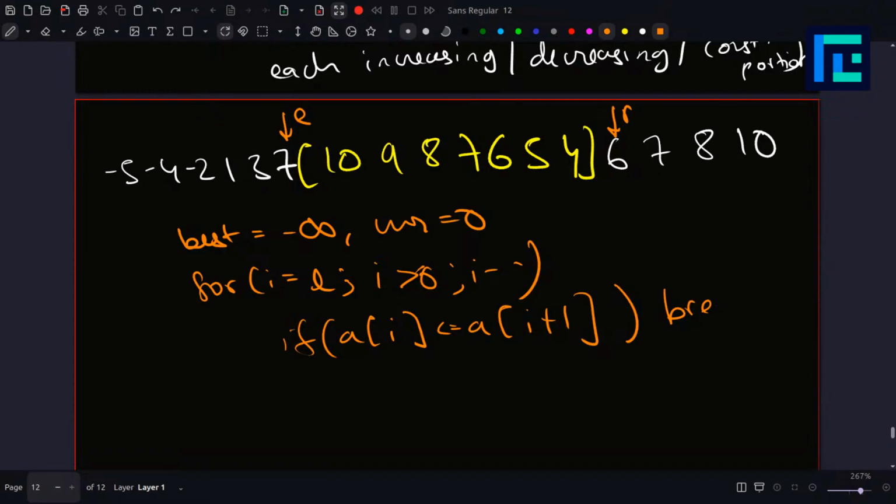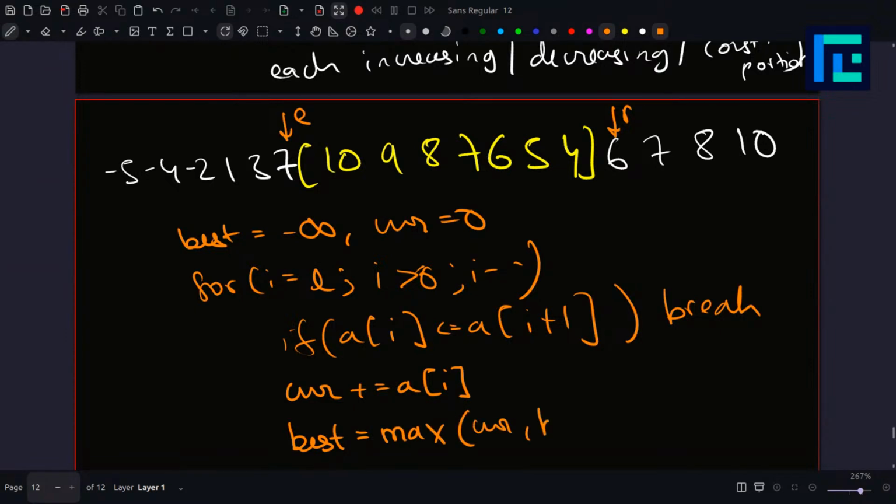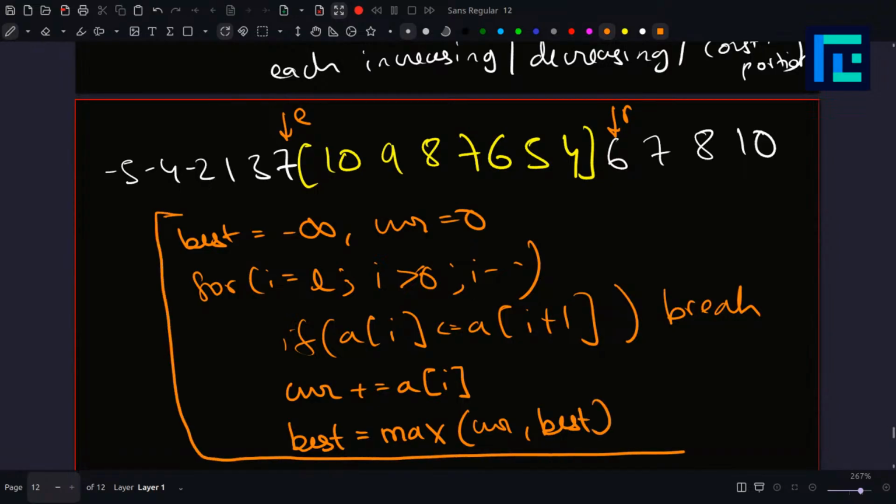So we are moving our pointer to the left one by one, and what we're going to do is add the current position to the sum, so cur plus equal to A of I. Let me just write that a bit neater. The current sum will be added with A of I, and now we'll compute our best sum. Our best sum will be simply the max of our current sum and our best sum.